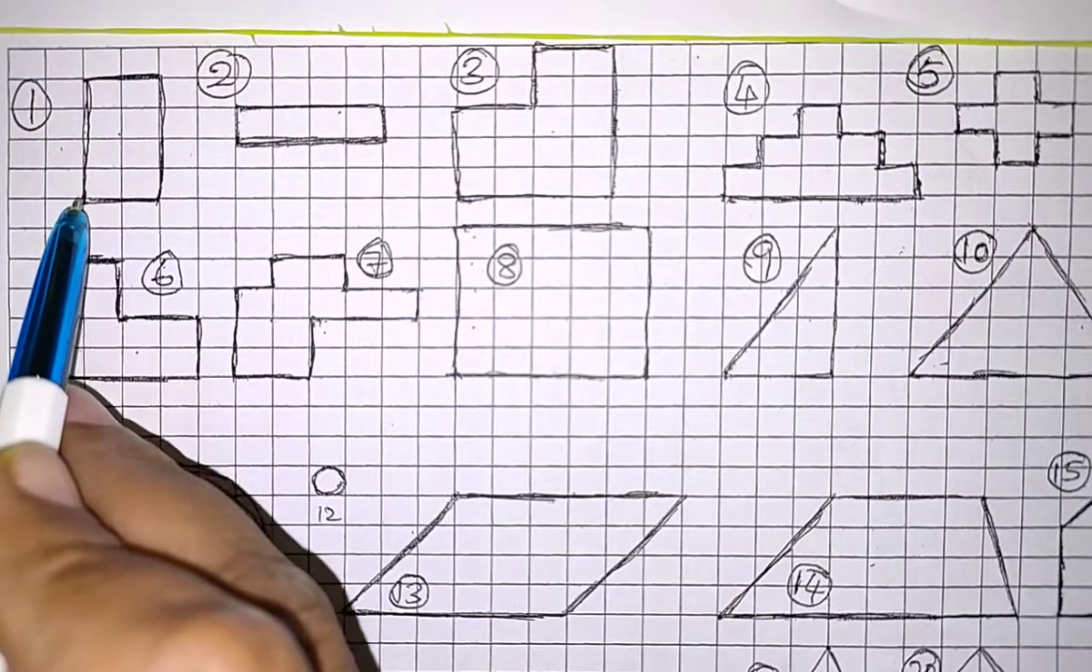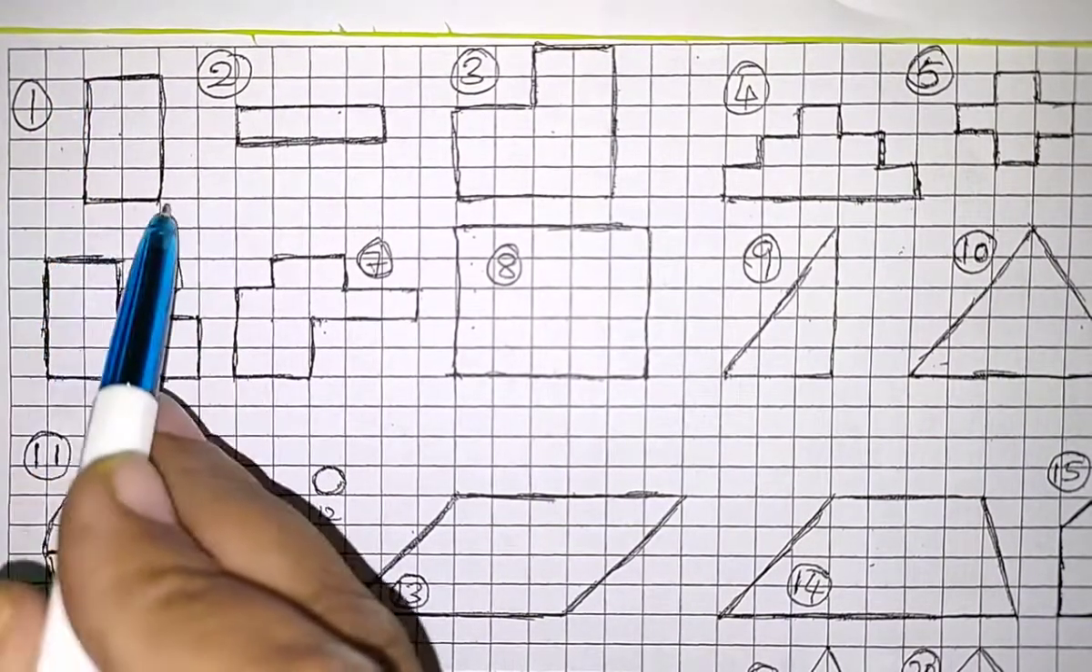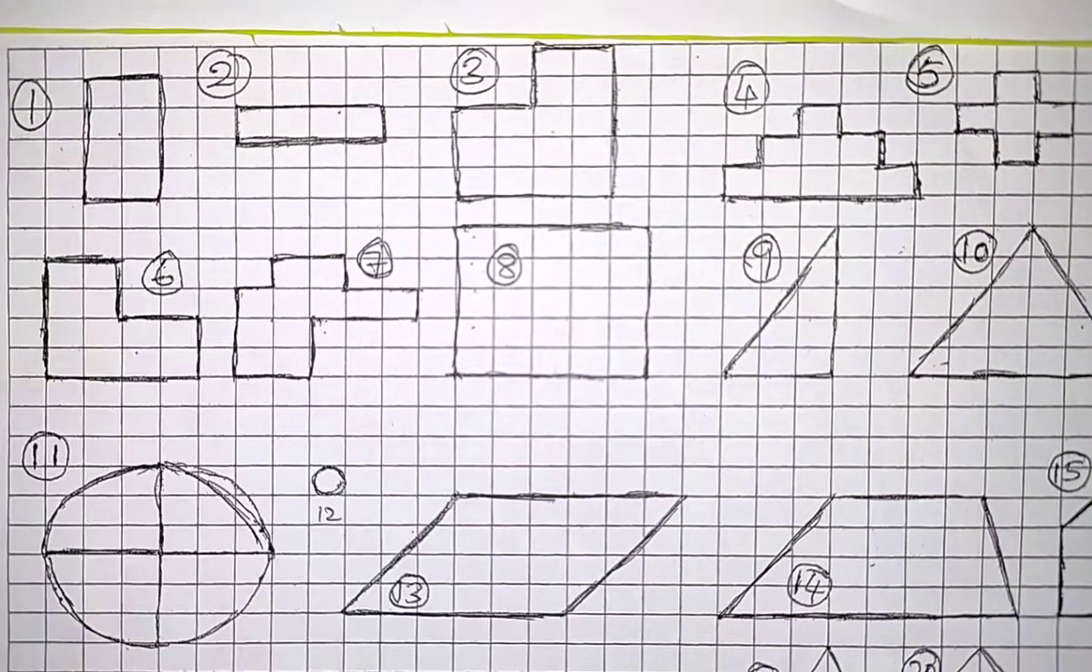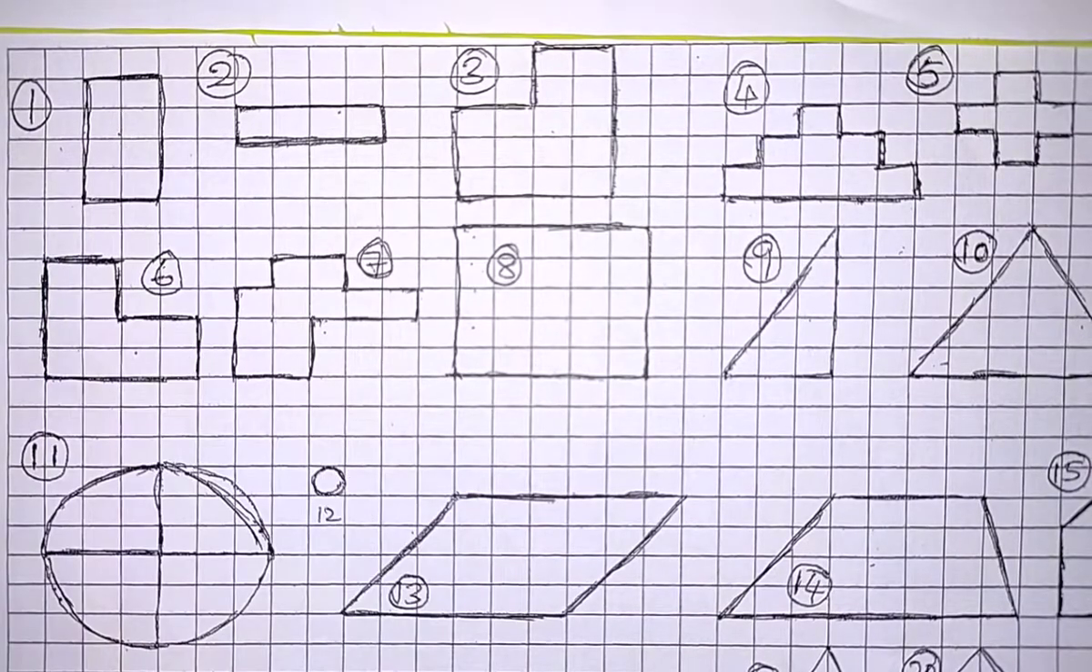Now I want area. Length is 4 units, breadth is 2 units. 4 2s are 8. Now you count 1, 2, 3, 4, 5, 6, 7, 8. You got it. So area of this is 8 square units.